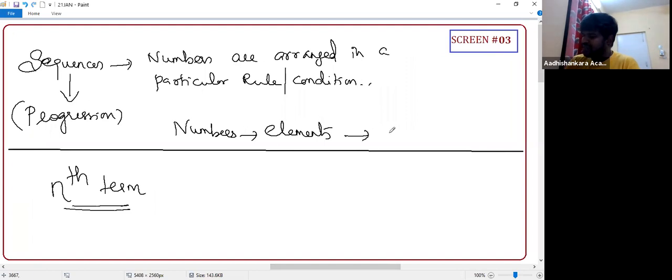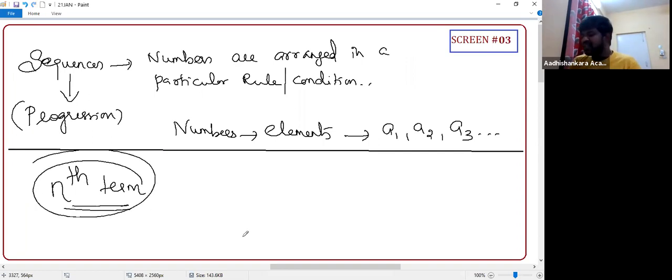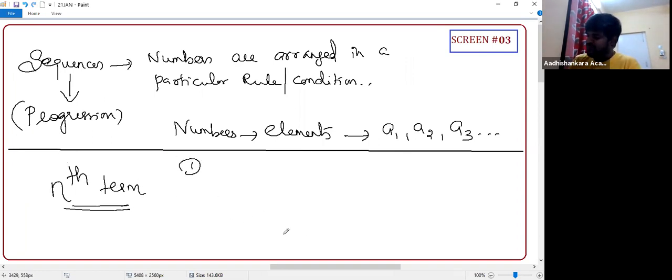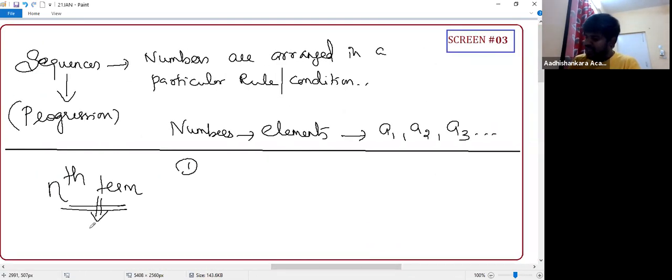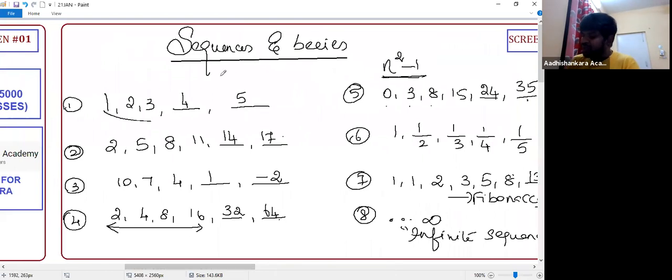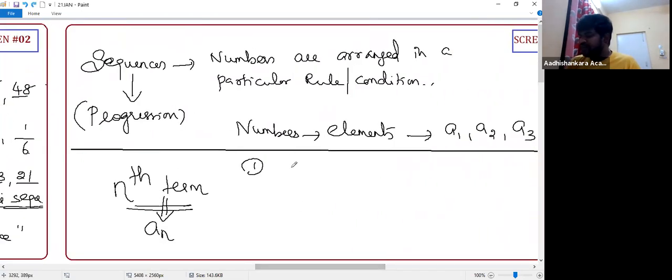In general, elements are represented by A1, A2, A3, which means A1 is the first term, A2 is the second term, A3 is the third term, right? The nth term is the common rule. Anyone can tell me what is the common rule in your first example? I'm not coming to arithmetic progression now. I'm telling introduction to sequence and series, right? So what is the general term here? The general term is represented by An. It's called the nth term.